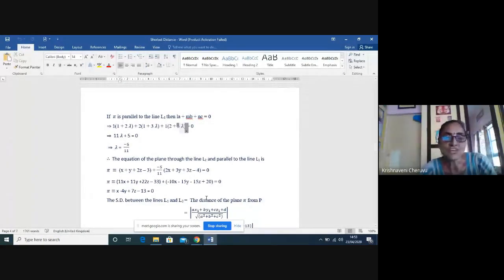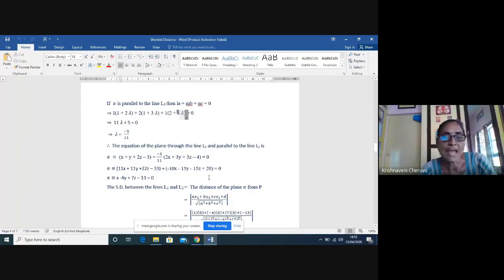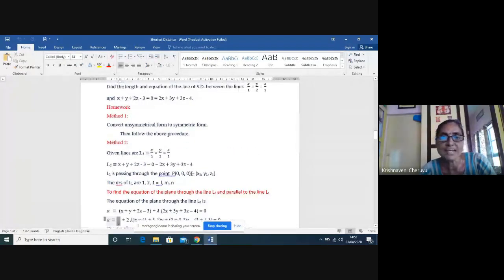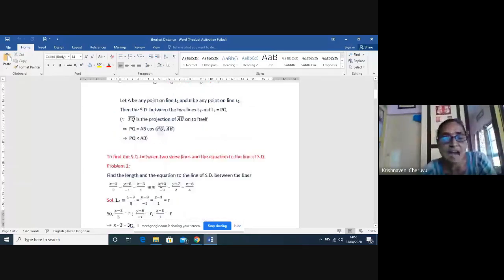Okay. So the shortest distance between the lines L1, L2 is obtained by finding the distance of the plane from a point on the line. On the line you already have a point P, that is 0, 0, 0, girls. So what I did here is I took a point P on the line L1 and I took a plane containing L2. So I'm finding the distance of this point from this plane containing L2, whereas this plane is parallel to the line L1. Okay, I will draw the figure and send you the material afterwards.